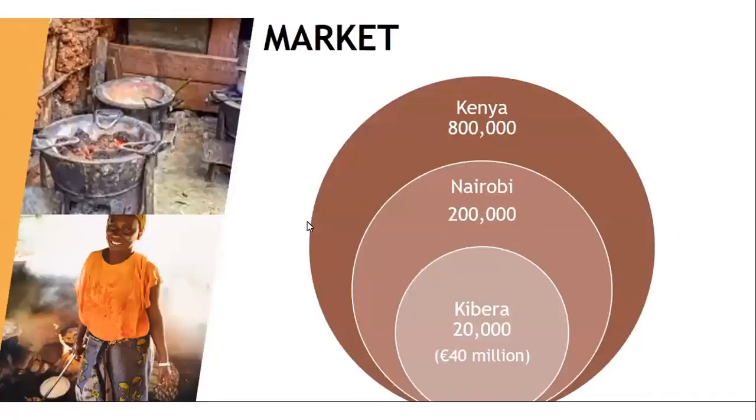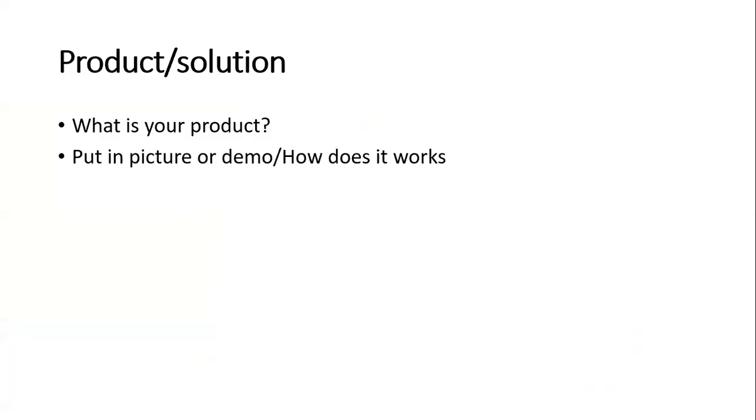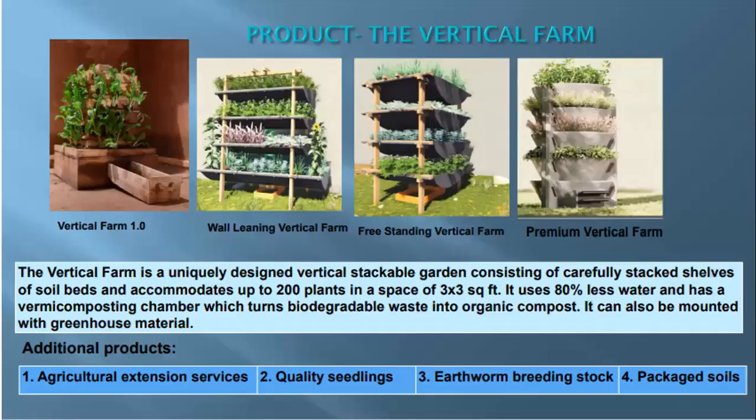All right, this company was targeting 20,000 households in a slum in Nairobi. If each of these households buys their product, they'll make 40 million annually. Then they will go to Nairobi and then Kenya, the entire country. So this shows your starting point and how your market will be growing. Okay, I hope that helps those on the product slide to understand.